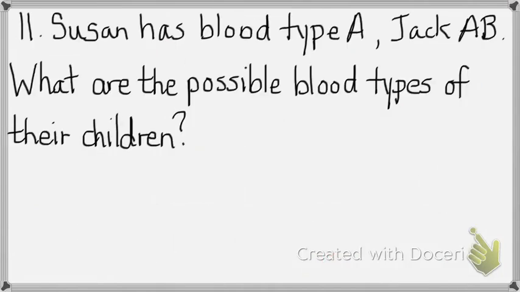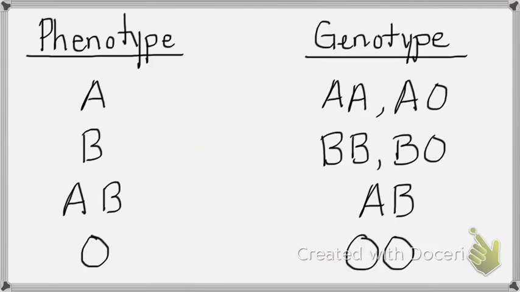Okay, I'm going to put a blood type problem on the test. Susan has blood type A, Jack is AB. What are the possible blood types of their children? Okay, well, I got this table that's from our lecture notes. I just want to remind you that when we say a person's blood type, we're really saying their phenotype. And if you're blood type A, you could be homozygous A or heterozygous A. If you're blood type B, you could be homozygous B or heterozygous B. But if you're AB, you're only AB. And if you're O, you're definitely OO. So looking up there, something up there is recessive. What is it?